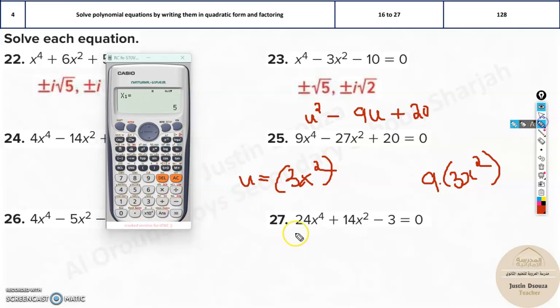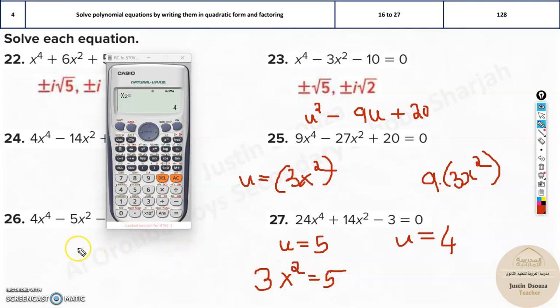What are the answers? u is equal to 5, and u is equal to 4. Only two answers. So let me write it properly: u is 5, u is 4. And all you need to do is, what is u? You assumed u to be 3x squared, right? So now write 3x squared equals 5, and simplify this.